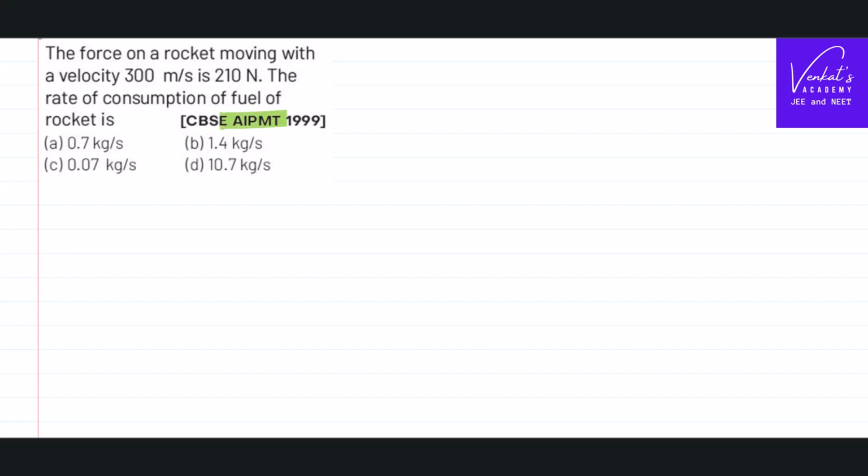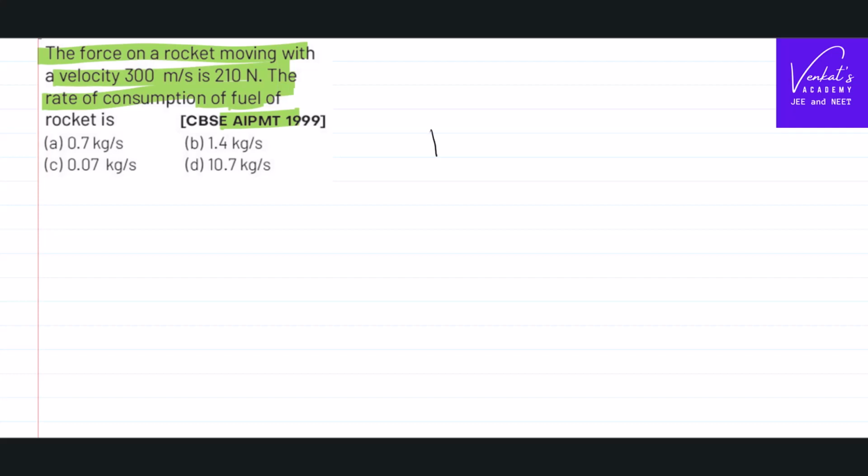With the previous IIPMT question, the problem is like this. A force on a rocket moving with a velocity 300 meter per second is 210 Newton. What's the rate of consumption of the fuel? So let's try to understand what is given for you.